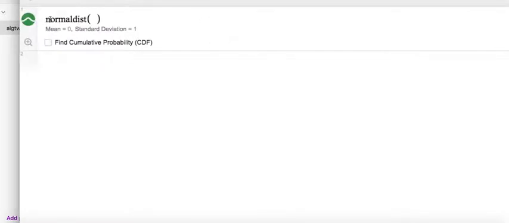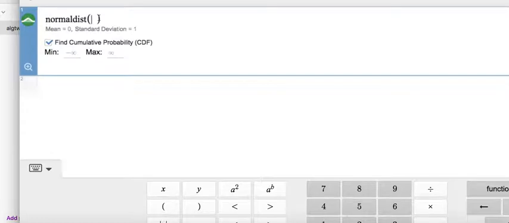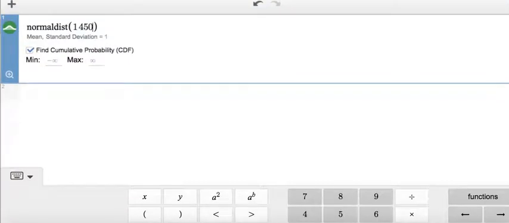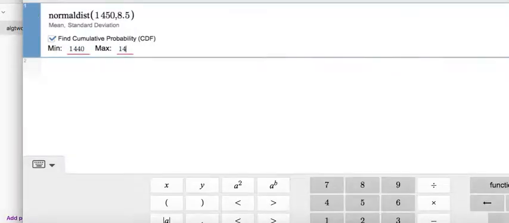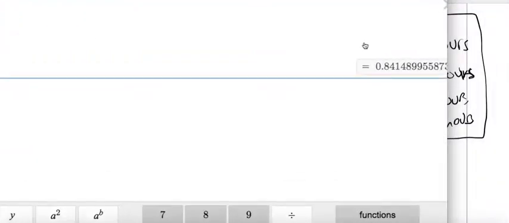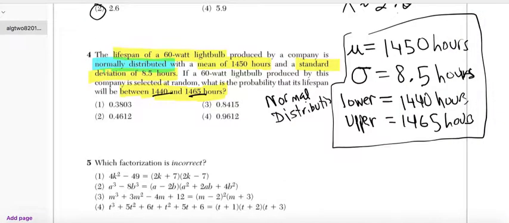And what I get is a normal distribution, cumulative probability. What I'm going to enter here is first the mean, which was 1450, I believe, followed by the standard deviation, 8.5, and then the lower and upper are 1440 and 1465, and I get the probability is 0.84149-ish, which is about 0.8415, right? Which rounds to this.